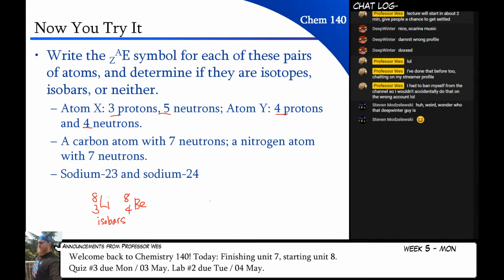All right, for the next one, a carbon atom, with 7 neutrons, 6 plus 7 would be 13. And then a nitrogen atom with 7 neutrons, so that's 7 plus 7 is 14. These are unique.